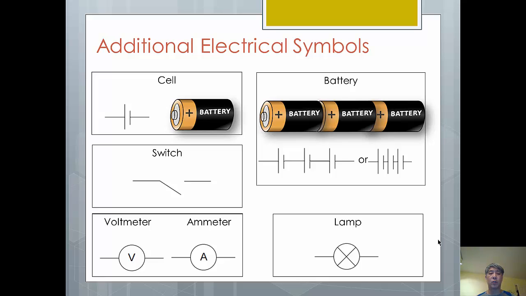Voltmeters and ammeters are circles with the letter V and the letter A as shown, and a lamp is basically kind of like a railroad crossing sign. Again, all of these symbols are in your data book. If you need to look them up, please do so.